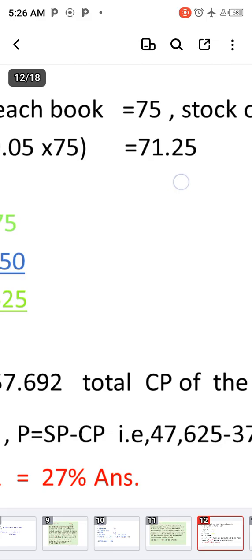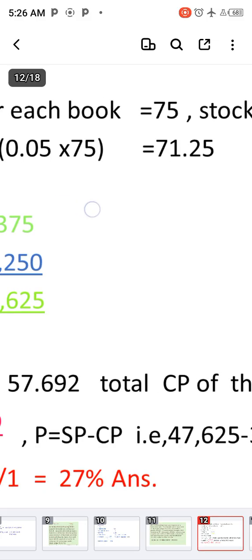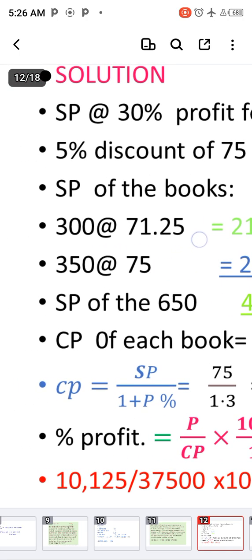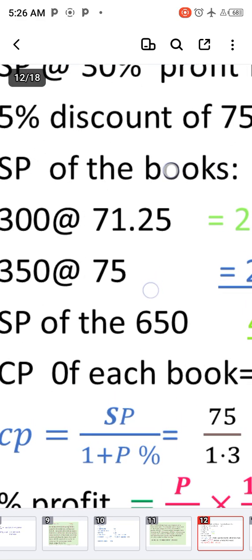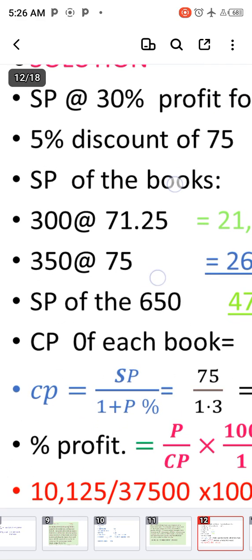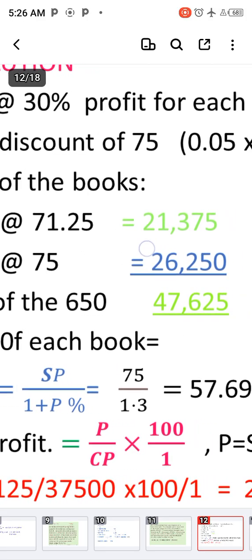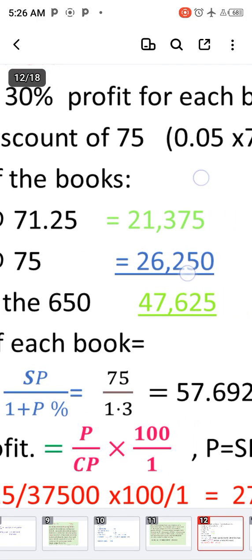And so we are going to find out the total selling price of the 300 copies of the book. So the selling price of the 300 copies is 300 times 71.25, and that gives us 21,375.